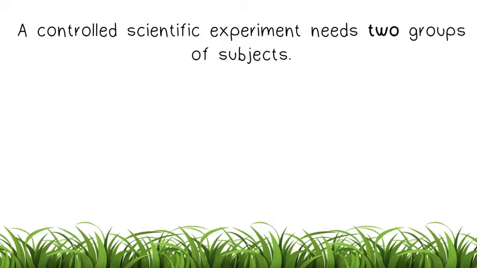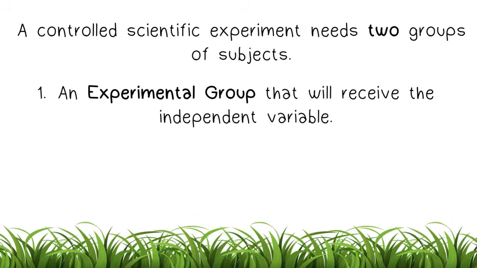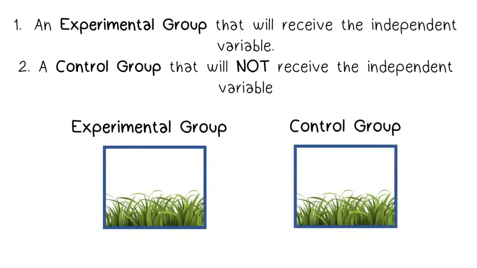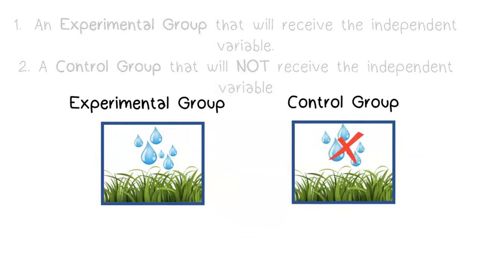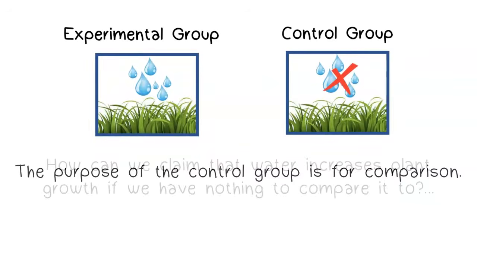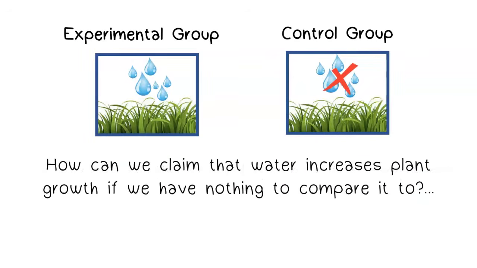A controlled scientific experiment needs two groups of subjects: an experimental group that will receive the independent variable, and a control group that will not receive the independent variable. In our example, our experimental group will be grass that receives water. Our control group will be grass that does not receive water. The purpose of the control group is for comparison. How can we claim that water increases plant growth if we have nothing to compare it to?